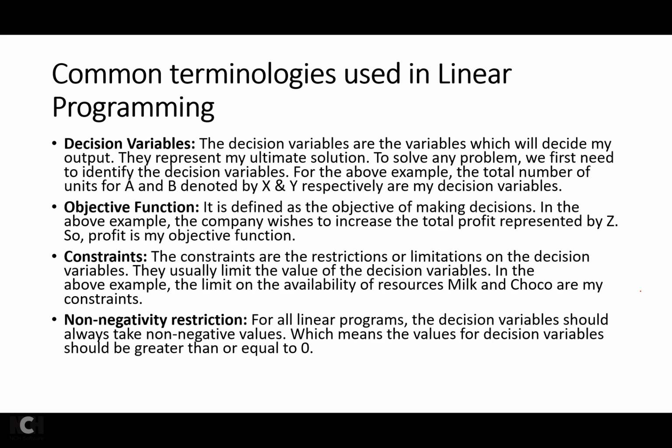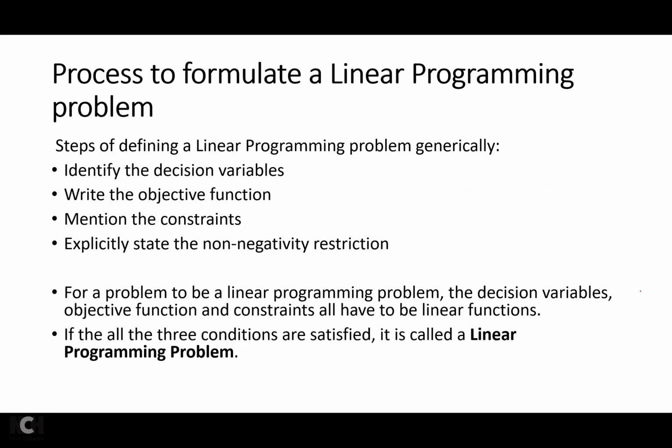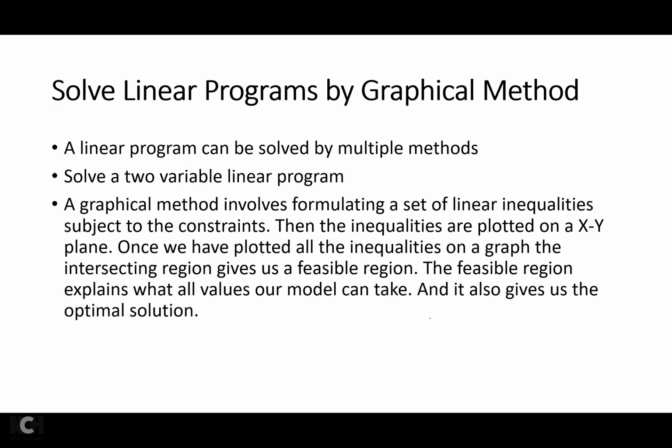And let's see what the common steps are. First, we have to identify decision variables, write the objective function, mention the constraints, and explicitly state the non-negative constraint. For a problem to be a linear programming problem, the decision variables, objective function, and the constraints all have to be linear functions. If all three conditions are satisfied, it's called a linear programming problem.